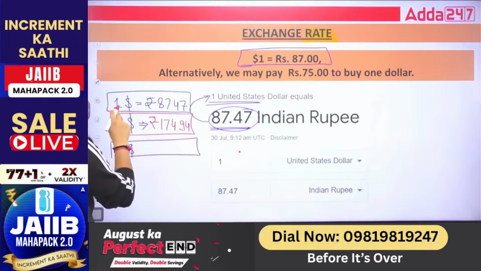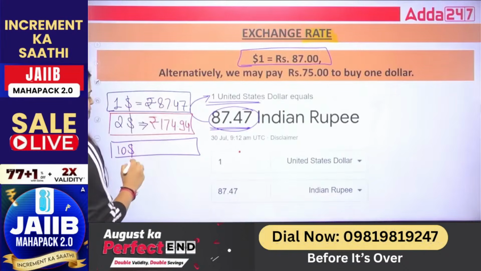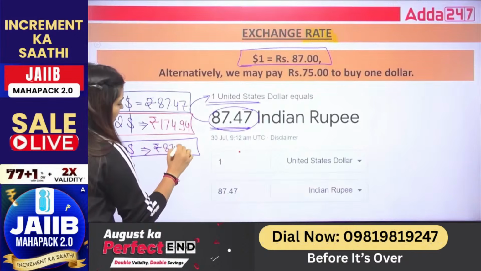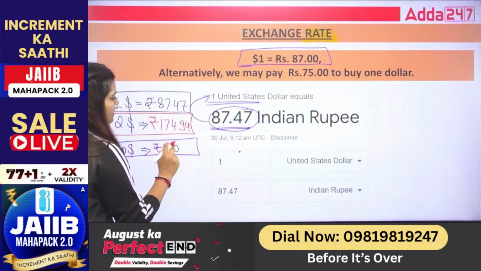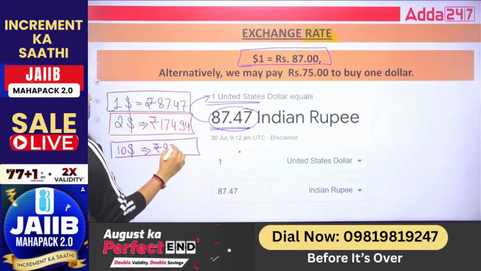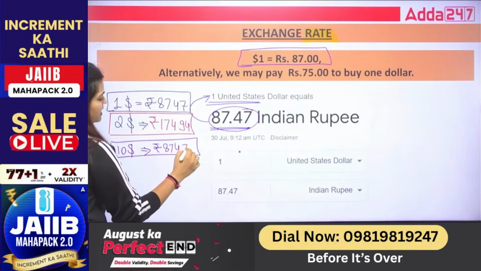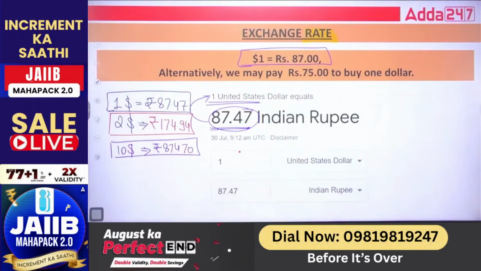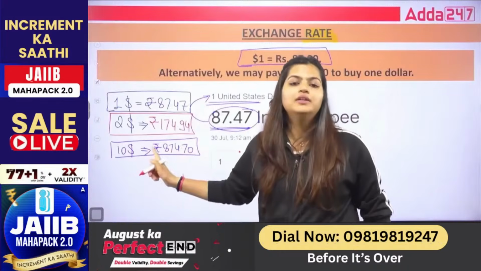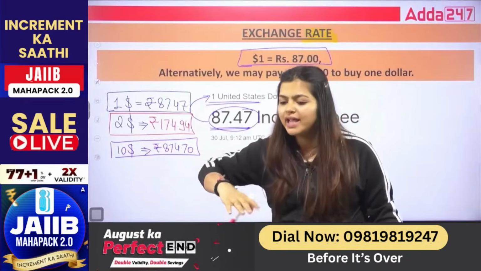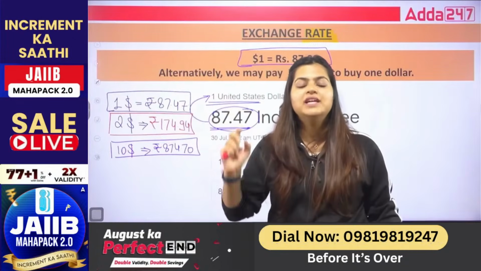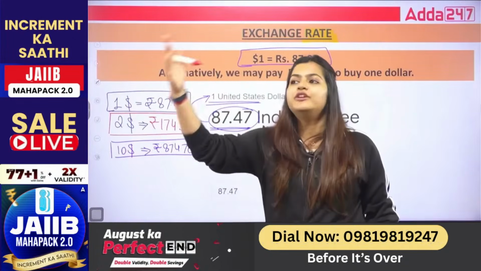Or if I want $10 and the $1 rate is 87.47, I need Indian rupees of 874.70. Yes, this much I require for purchasing $10. So whenever you are doing any transaction outside your domestic boundaries, at that time we require different currencies.